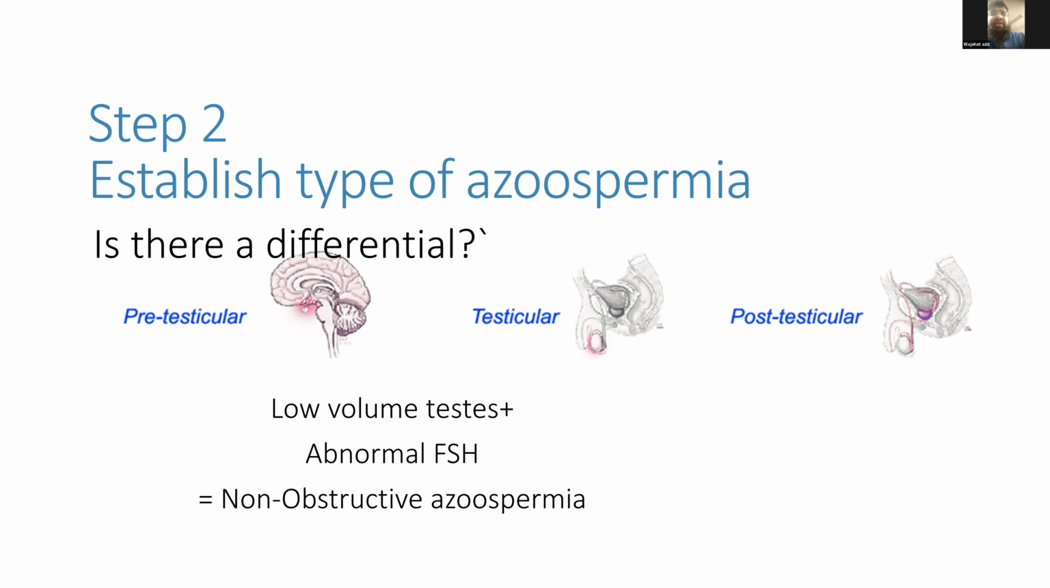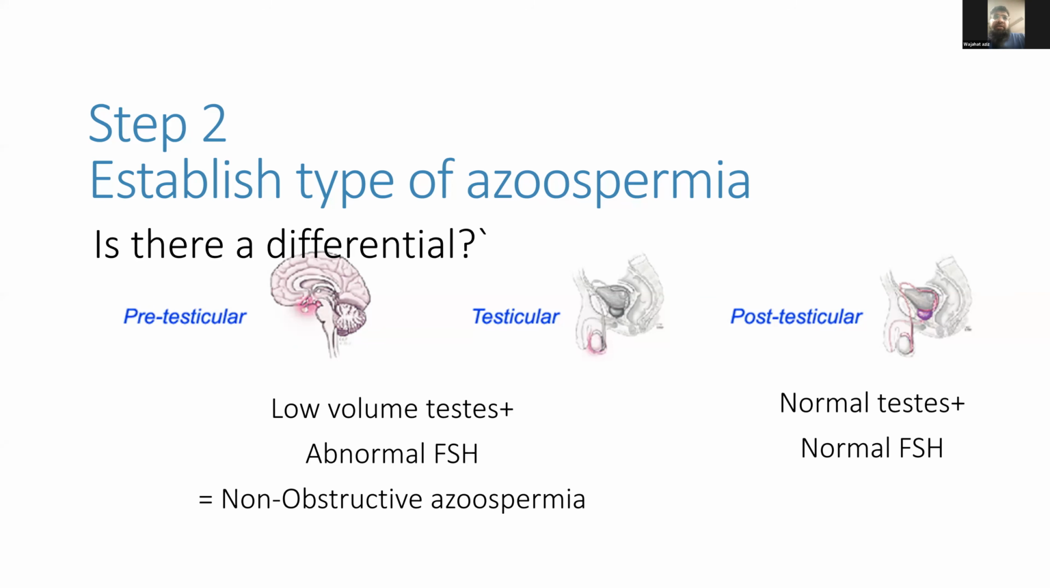And if you see, for the first two causes, whether this is a pre-testicular or a testicular failure, the volume of the testes would be abnormal and the FSH would be abnormal. And so if you have these two things, then definitely this is a case of non-obstructive azoospermia, and you can further differentiate between the two based upon whether the FSH is low or high. A low FSH would definitely mean a cause higher up in the brain, whereas a high FSH would mean that there is no feedback from the testes and the problem is testicular failure.